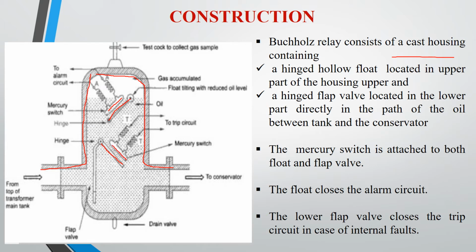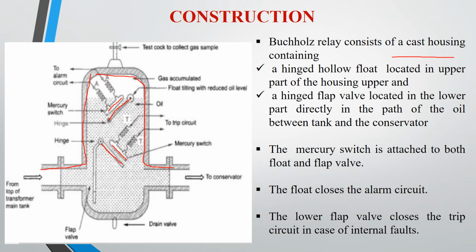As you can see in the figure, the Buchholz relay has two openings, one from the top of the transformer tank and another to the conservator. So we can say that with the help of this figure we can estimate the location of Buchholz relay. Buchholz relay is in between the transformer tank and the conservator.